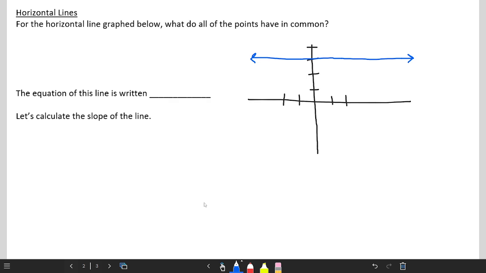I've found that a lot of students get mixed up between what the equation of a horizontal line should look like and what the equation of a vertical line should look like. So to help you tell the difference, think about the points on this line and what they have in common. If you think about labeling some points on this line, you've got (0, 3), (1, 3), (2, 3), (-5, 3). They all have the same y value.